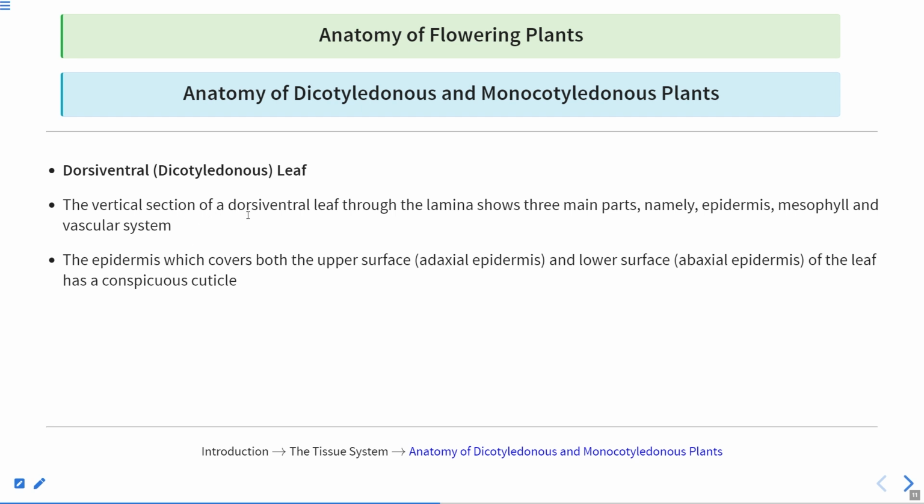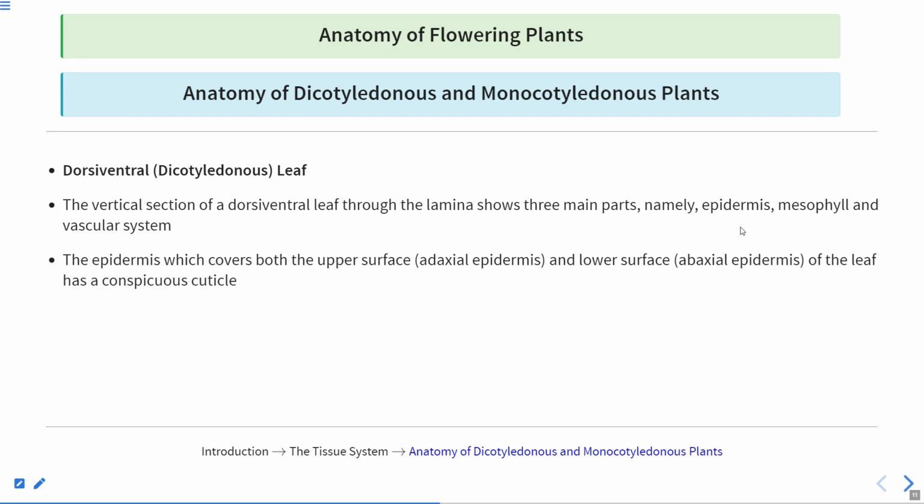The vertical section of a dorsiventral leaf through the lamina shows three main parts. So again, you have to cut the vertical section of the dorsiventral, dicot leaf, through the lamina part, the main blade that has the tissue. You take a vertical cut section of the leaf, and what you see under the microscope are three main parts. Again, here comes the epidermis.